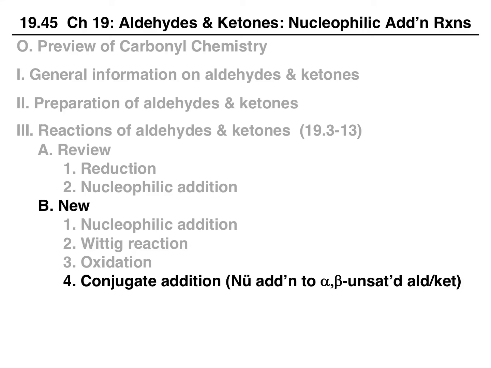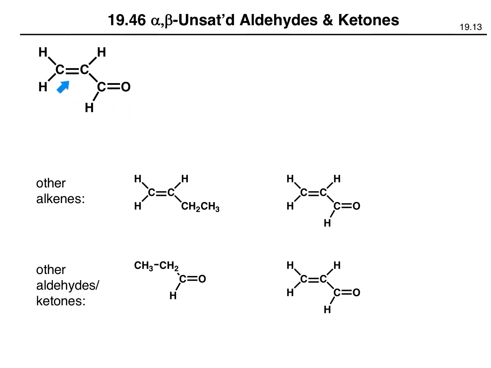In our last video for chapter 19, we will be looking at conjugate addition, which is nucleophilic addition to an alpha-beta unsaturated aldehyde or ketone. So here we have an example of an alpha-beta unsaturated aldehyde. This is an aldehyde, and if we focus on the carbonyl carbon, the one adjacent to it is the alpha position, and then the one next to that is the beta position.